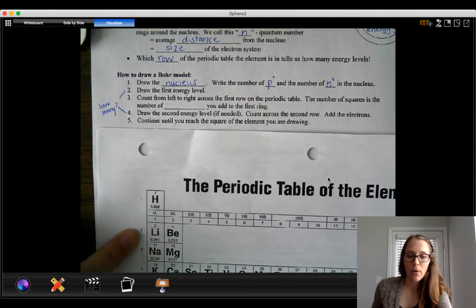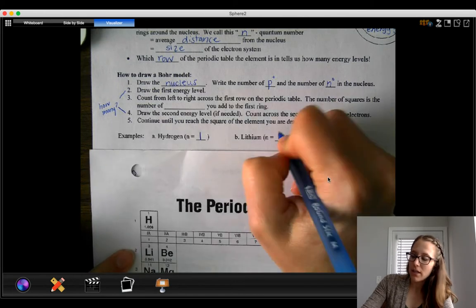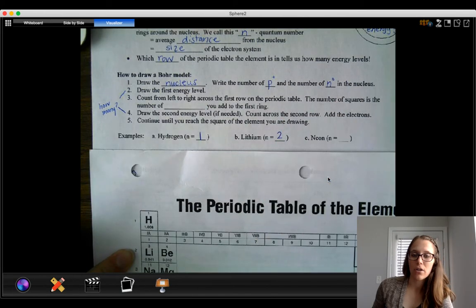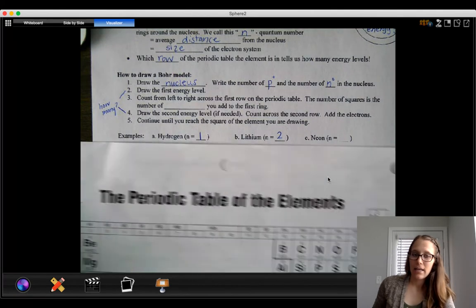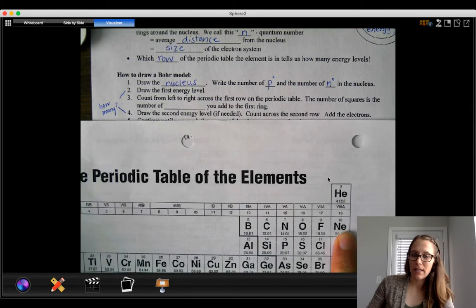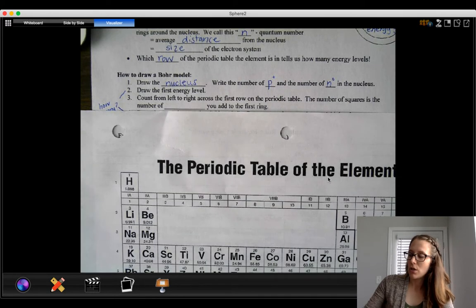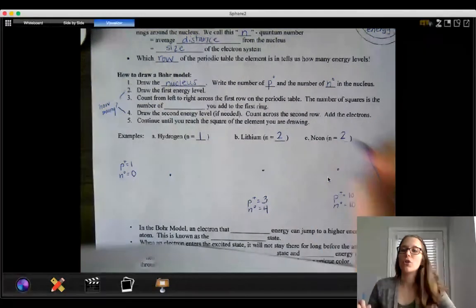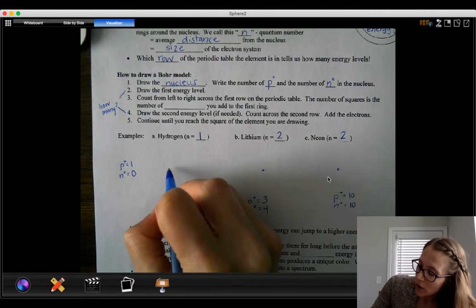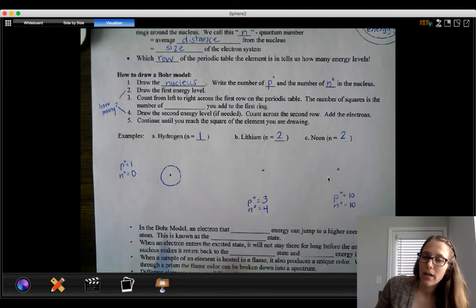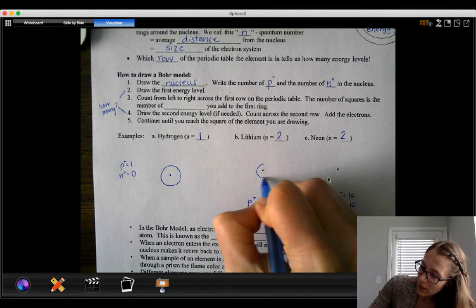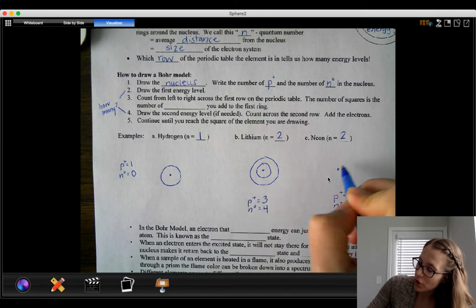Lithium is right below it. It's in energy level or row number 2, so lithium is going to have 2 rings of electrons around it. And neon is actually in the same row as lithium. It's just all the way at the end, but it's still in row number 2. So neon is also going to have 2 energy levels. So for hydrogen, I'm just going to draw 1 ring. For lithium and for neon, I'm going to draw 2.